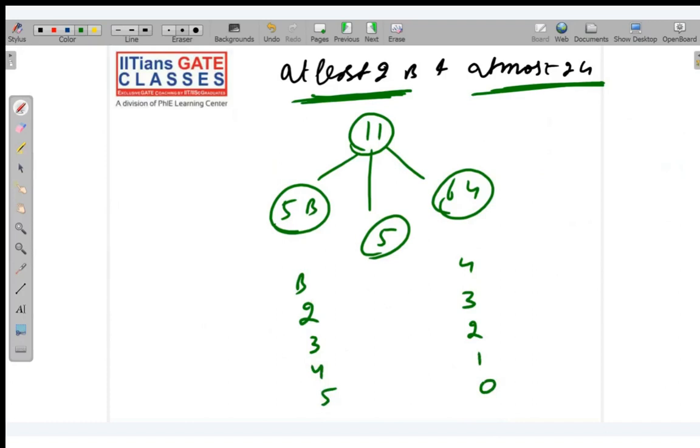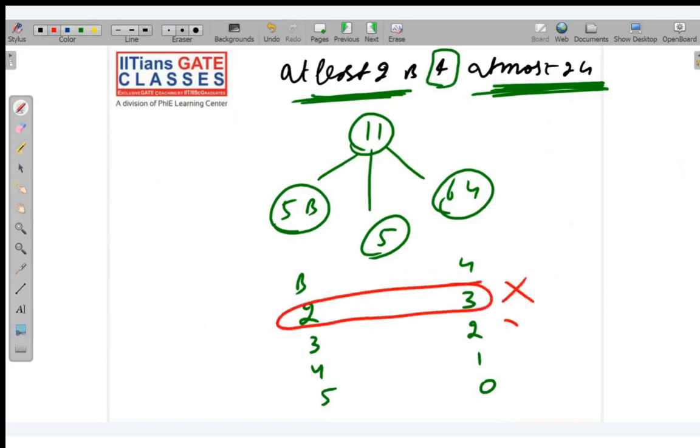Once I have applied at least 2 boys, now concentrate on at most 2 girls. Now, because there is 'and' here, this case will be gone. Why? Because I have said at most 2 girls, so how can you have taken 3 girls? This is gone. Rest everything is fit and fine. So these 3 cases we will consider and we will get the answer.